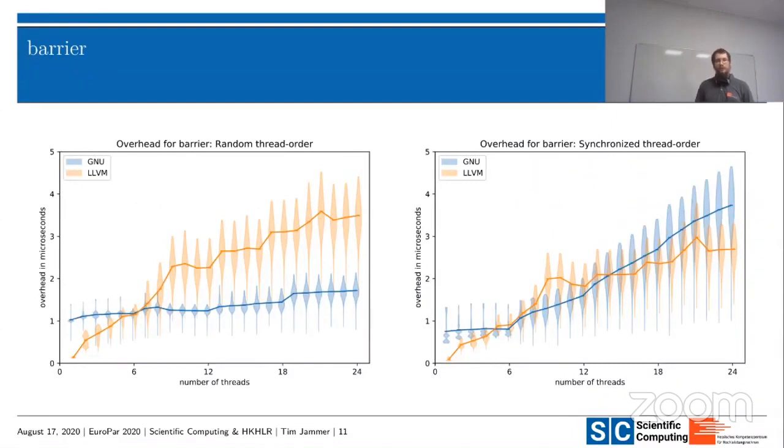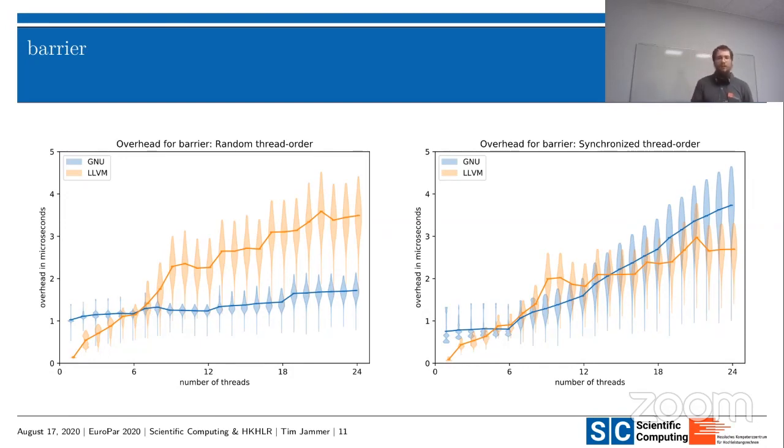So let's have another look at the barrier implementation. Here you see again the number of threads versus the overhead. The overhead in this case is the time between the last thread arriving at the barrier and the last thread leaving the barrier, because this is the time that at least one thread spends processing the barrier operation, although this is not needed by the semantics of the barrier operation. Once the last thread has arrived at the barrier, all threads should resume to the user code as fast as possible.